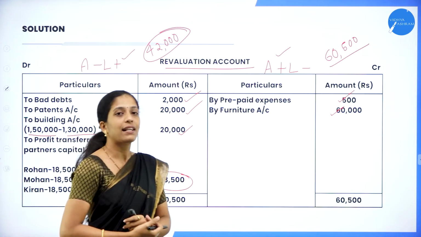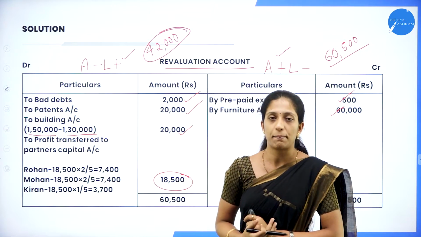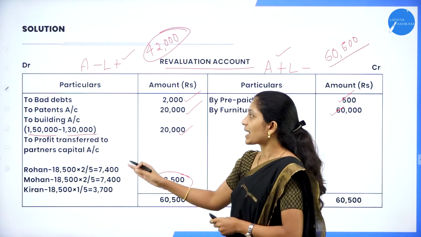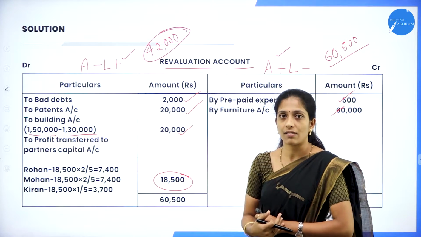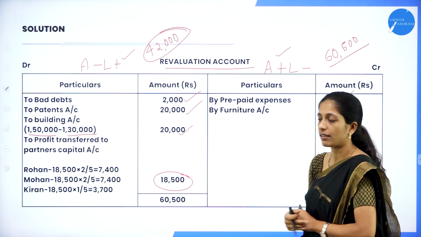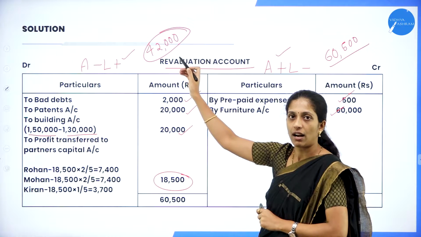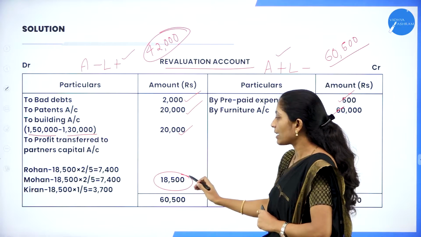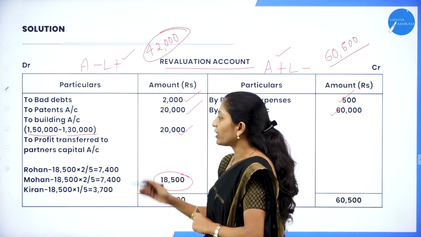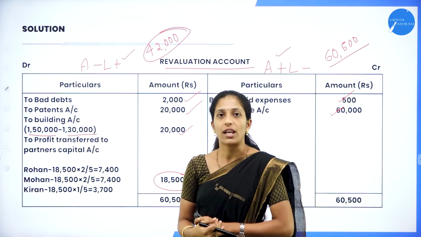Now what is this 18,500? In your revaluation account credit side is more than debit side. It means what? Revaluation profit. Suppose if the debit side is more than credit side, it means revaluation loss. So here credit side is more, that is 60,500. So the balancing figure, 60,500 minus 42,000, you'll get 18,500 as revaluation profit. Now that profit has to be transferred to all the partners in their old profit sharing ratio.